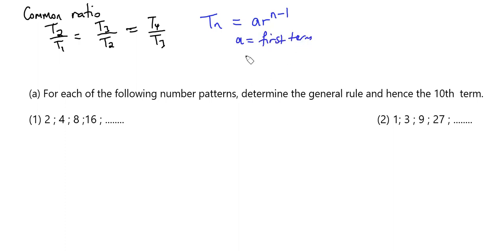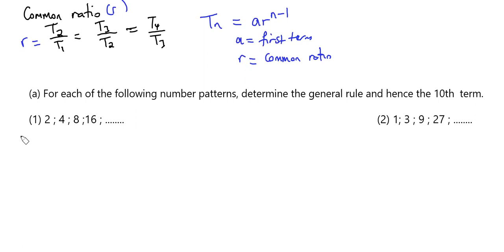Okay. What about your R? Your R is a common ratio. So here is common ratio R. And how do you get your R? Your R equals T2 over T1 equals T3 over T2 equals T4 over T3. That's what we're talking about here. So let's see if we can get our R there.